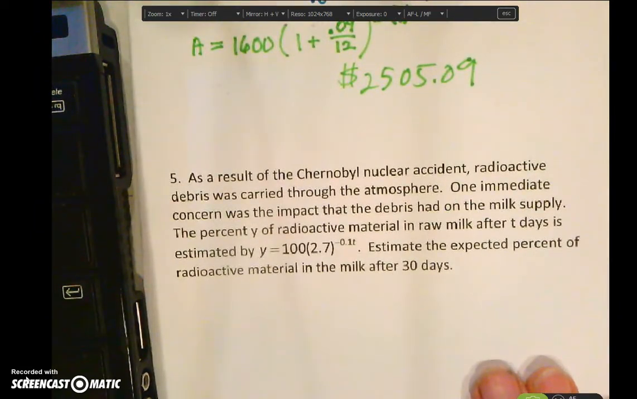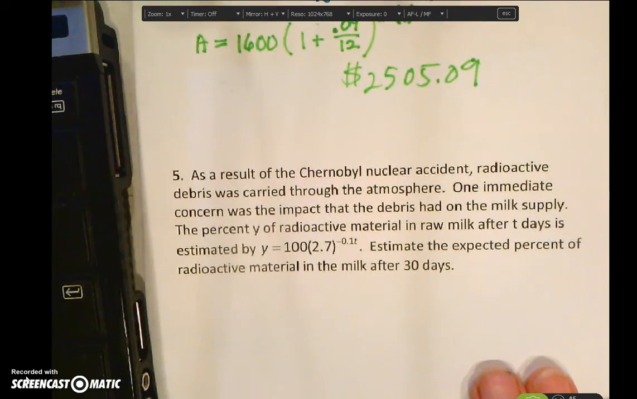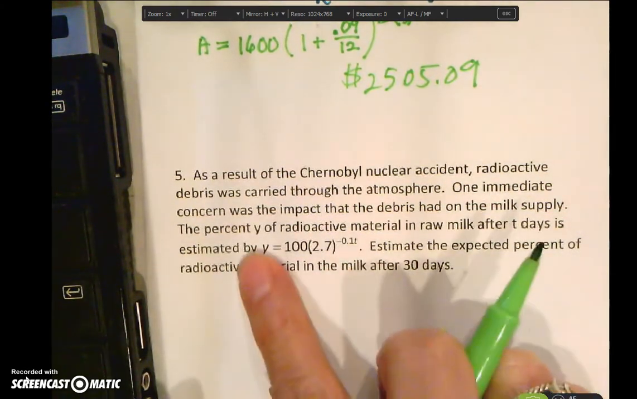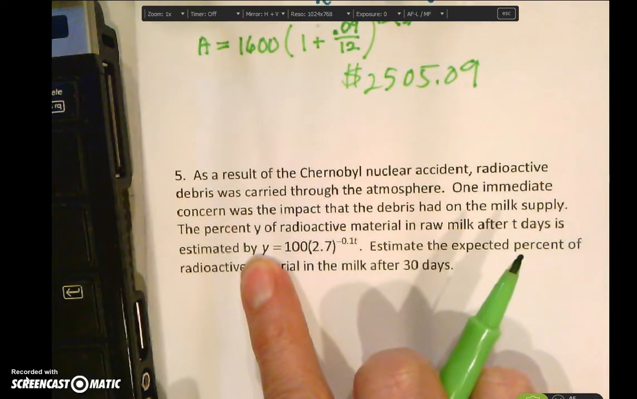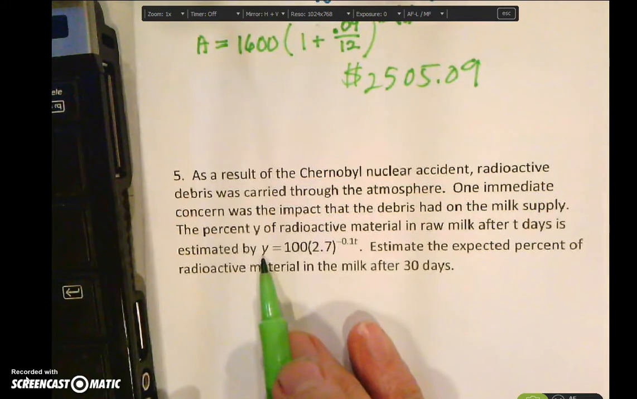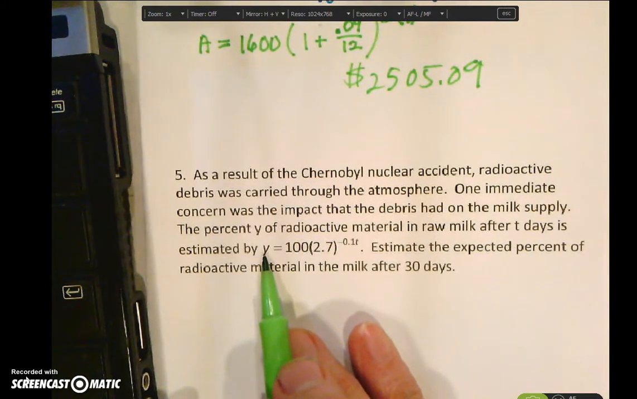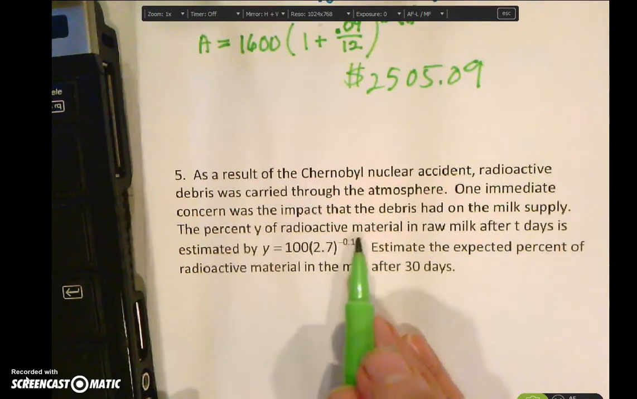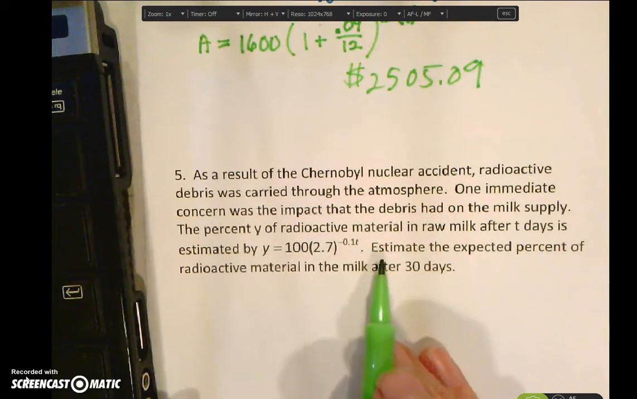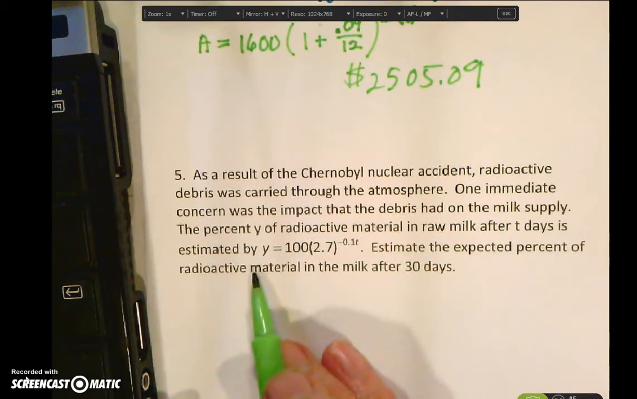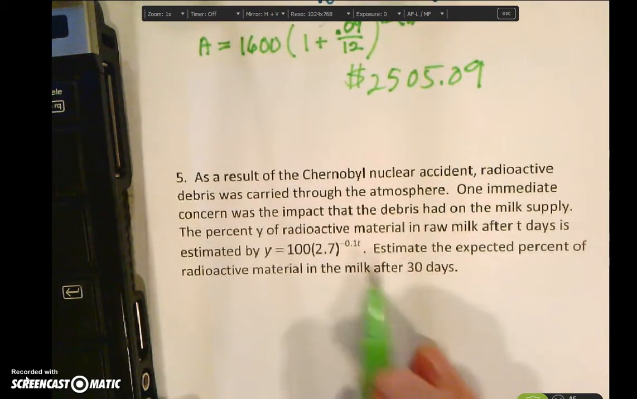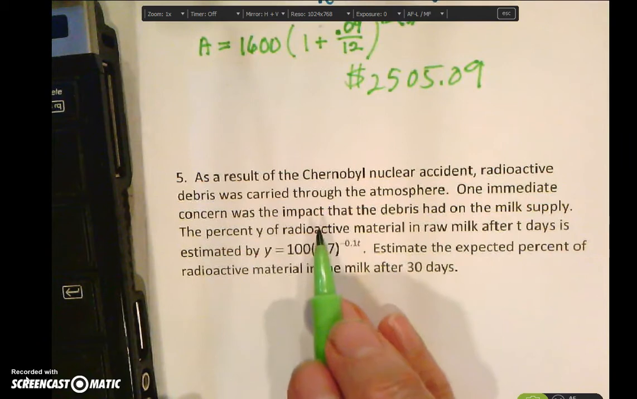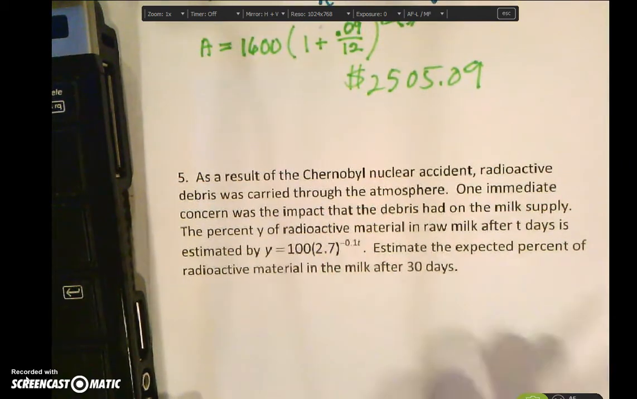As a result of the Chernobyl nuclear accident, radioactive debris was carried through the atmosphere. One immediate concern was the impact that the debris had on the milk supply. The percent Y of radioactive material in raw milk, so this is how much is in there, right? Y is the amount of radioactive material after T days, estimated by this formula right here. Estimate the expected percent of radioactive material in the milk after 30 days. So notice this has that negative exponent, which is what makes this a reciprocal function.